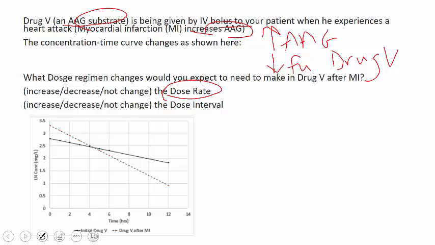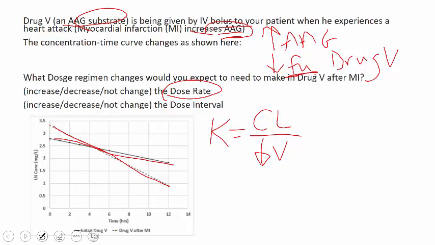Well, we can see here too, this is our original line, and then after an MI, it looks like this. What's happened? We've had an increase in our K, right? Well, what could that be due to? What determines K? Clearance and volume. Well, we know that the fraction unbound decreases due to the increase in AAG, and that will cause the whole volume to decrease, which will increase our K, right? Our half-life will decrease, and therefore we're going to want to decrease our tau, aren't we?